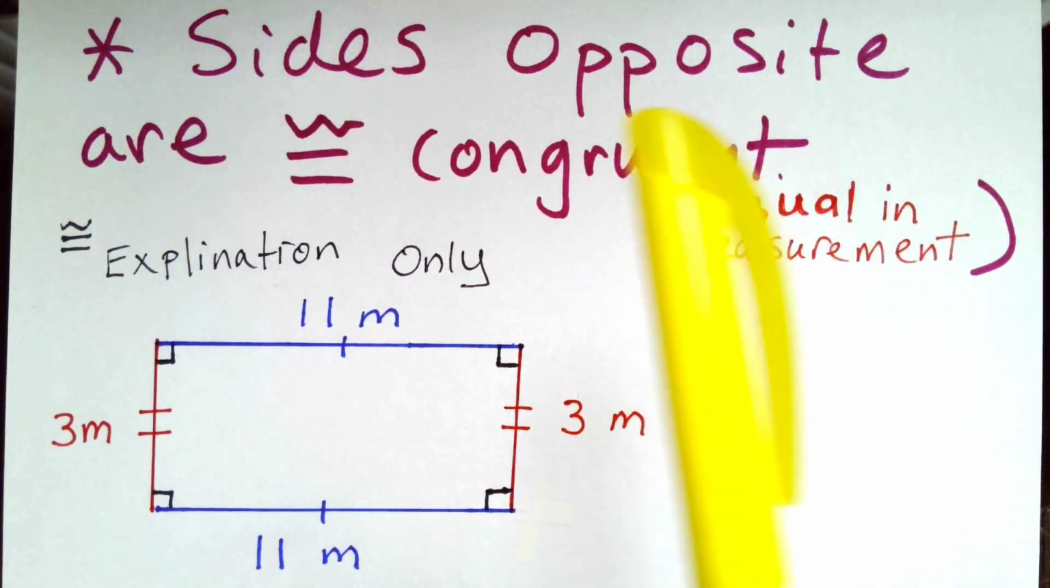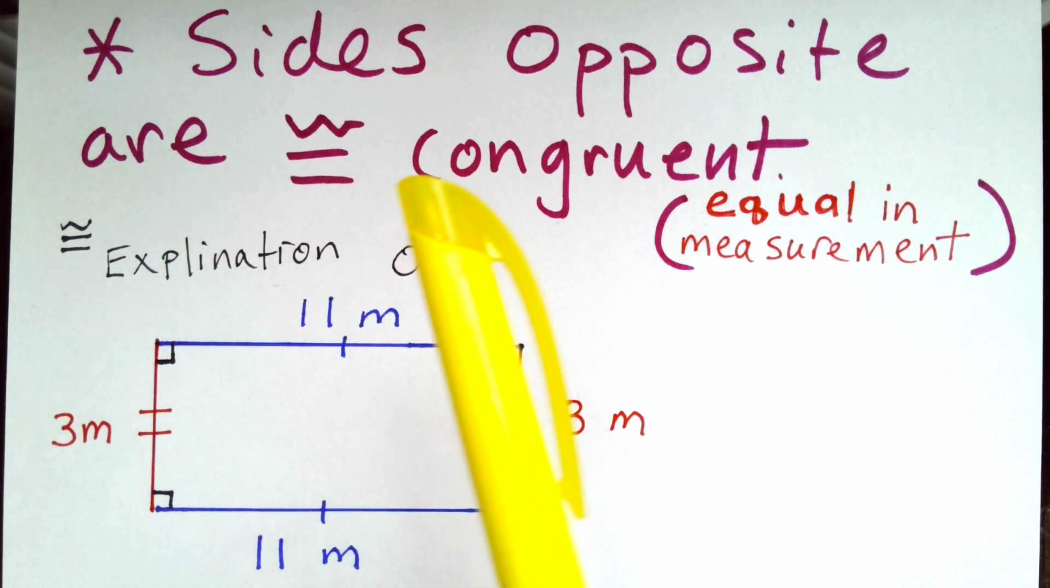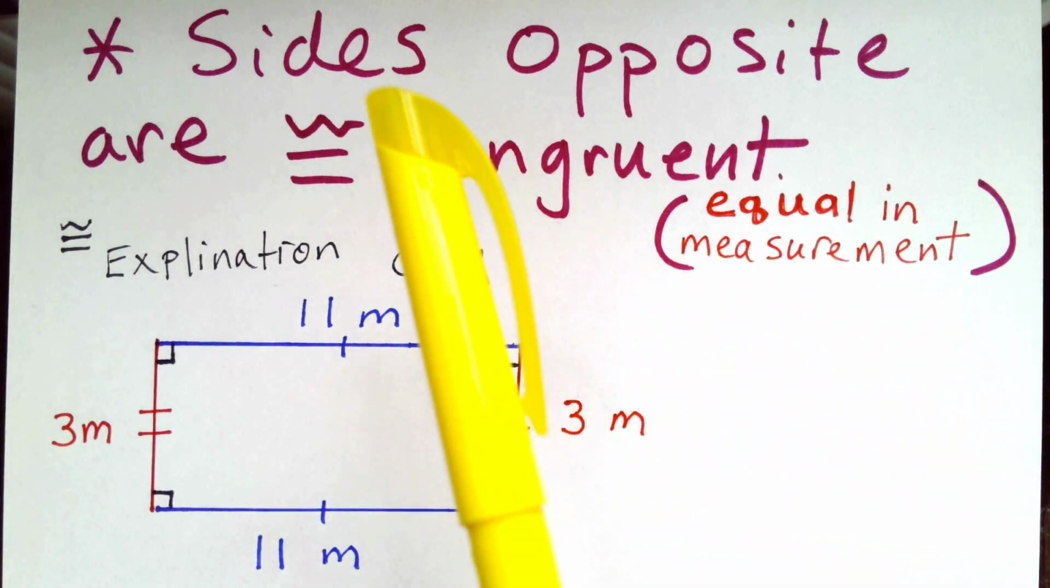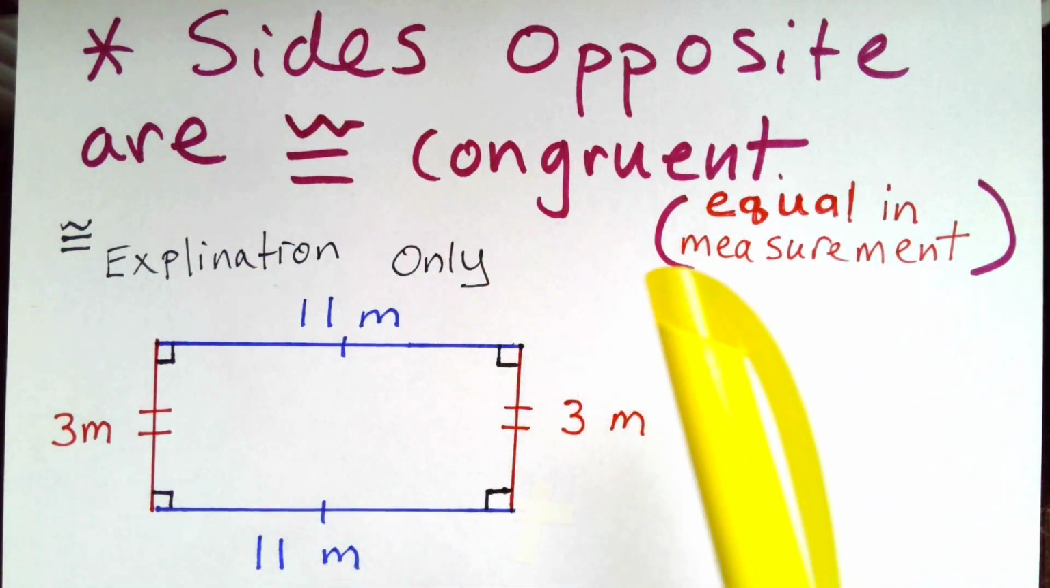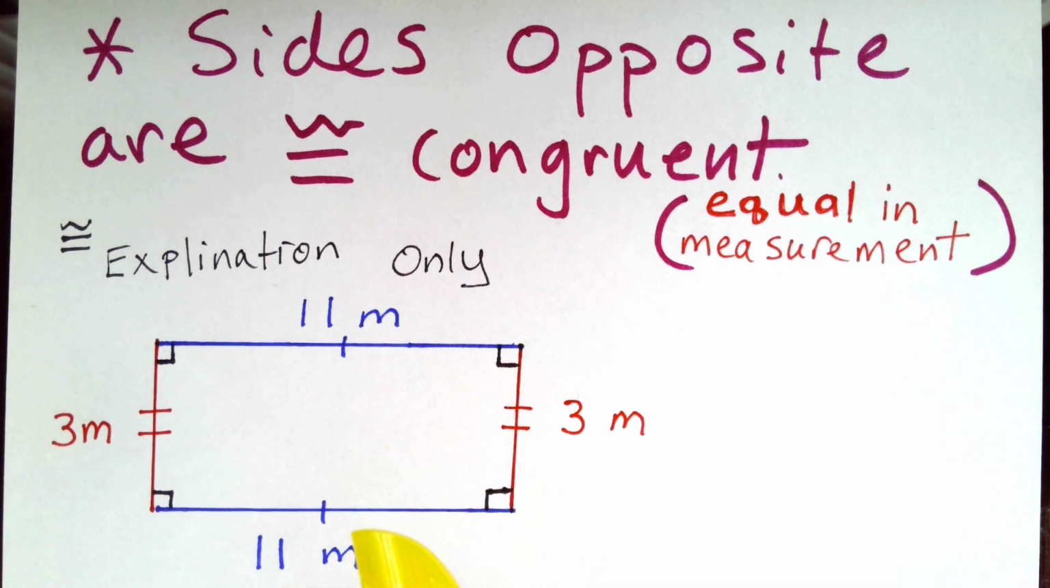So sides opposite of a square or a rectangle are congruent. What does that mean? It means it's equal in measurement, right? The symbol means congruent. So sides opposite are equal in measurement. You have one dash here, you have one dash here. That means these sides are equal to each other. 11 meters on one side means 11 meters on the other.